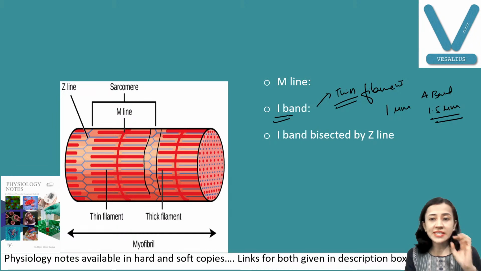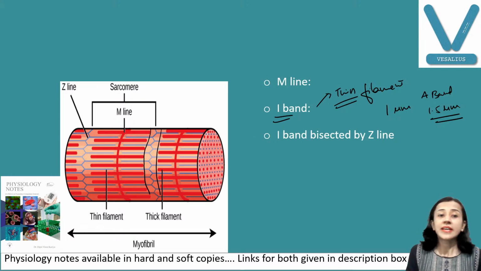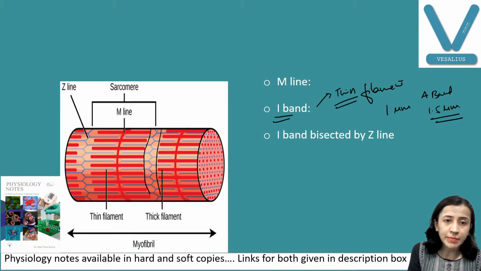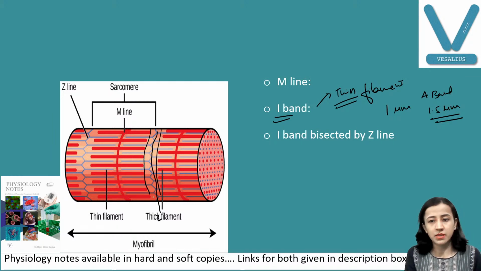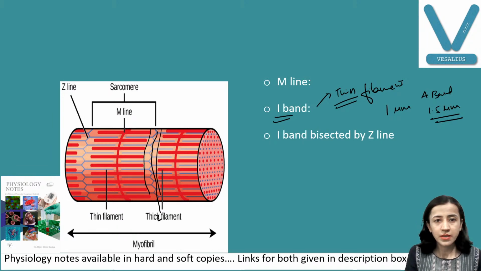Okay. Now, why is it known as the light band or I band? Because when polarized light passes through this band, light rays are refracted at the same angle, not at different angles. Okay, and in the center of the I band, you can see here there is the Z line, that is the Z disc or Z line. Fine. Okay, so this is the structure.